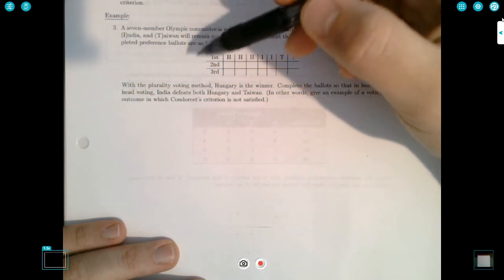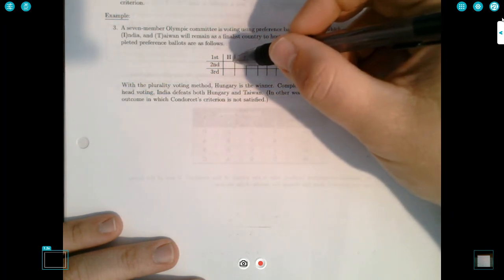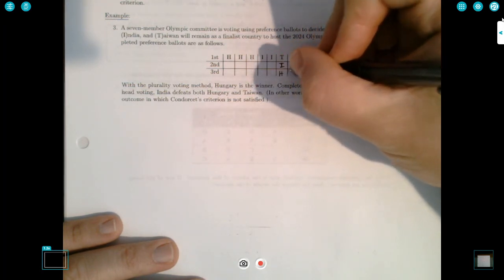Well, let's see. For these head-to-head races, let's see if we can think this through. If we want India to defeat both Hungary and Taiwan, then we need for India to come before Hungary. So India cannot come before Hungary here, right? But India could come before Hungary in these two columns. In fact, it has to. And then it could also come before Hungary in these two columns. The way that it would come before Hungary in these two columns is if we put I in both of these places and H in both of these places.